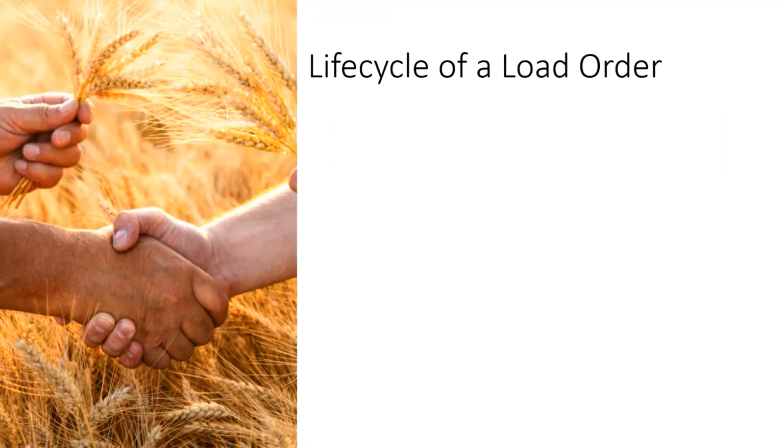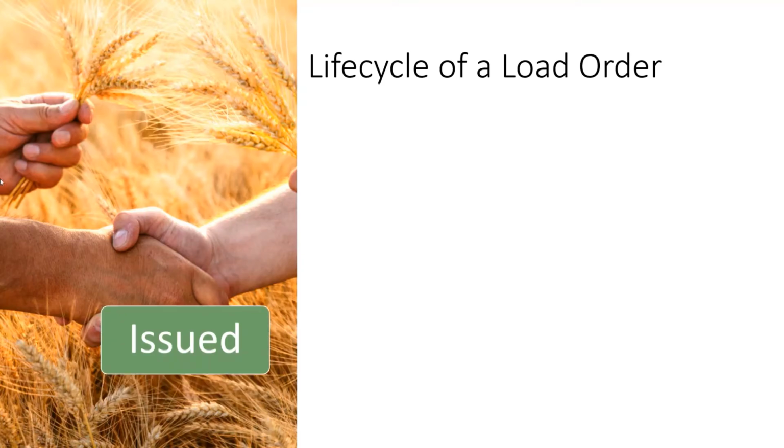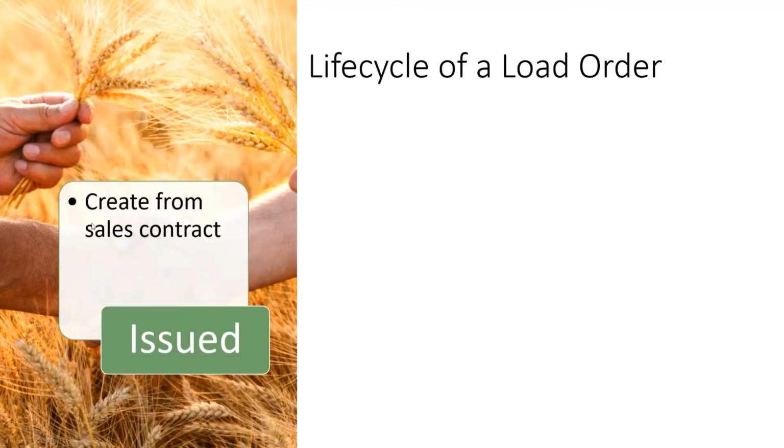Let's look at the life cycle of a load order. The first thing is the load order is issued, and we create load orders from sales contracts. So the scenario would be a customer calls in and says, hey, I have contract number 123. I'd like to come and get 3 loads next week. So we can go ahead and pull up the contract, issue the 3 loads for the dates that they want to pick them up, or if we want to deliver them, and issue the load order.